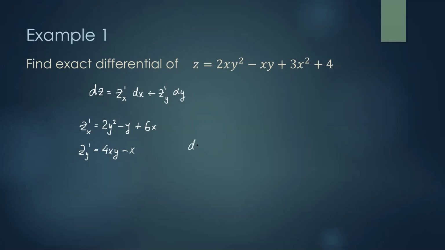And now the dz. It is evidently the partial derivative with respect to x, 2y squared minus y plus 6x, dx, plus the derivative with respect to y, 4xy minus x, multiplied by dy. And that's it. This is the exact differential of first order, because we are only using the first order derivatives. For the exact differential of the first order, like this.